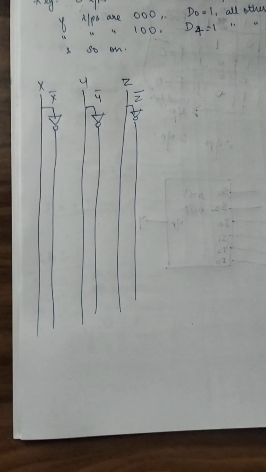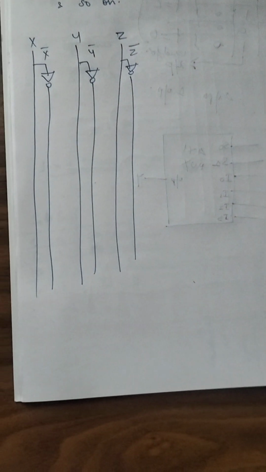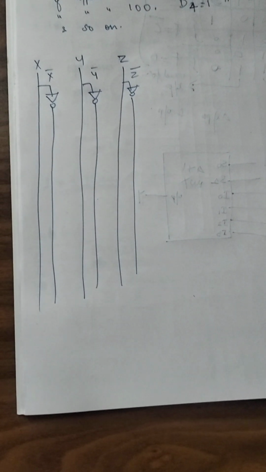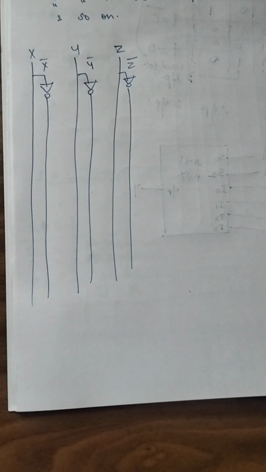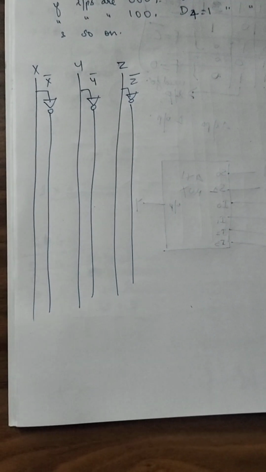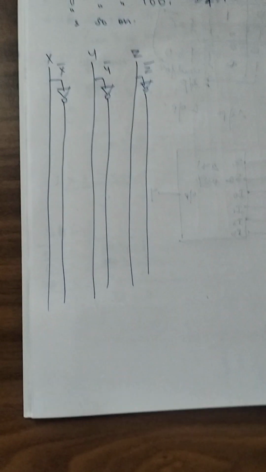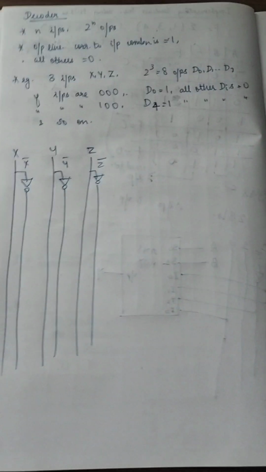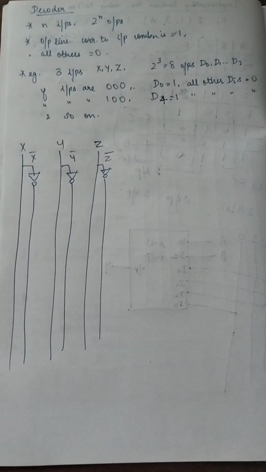So how do we construct expressions for these outputs in terms of the input? For example, if I take my D0, I want D0 to be a 1 when all 3 are zeros, and at all other cases I want it to be 0, right? So again, ultimately the aim is you want to express the outputs in terms of the inputs. So we start by drawing a truth table.